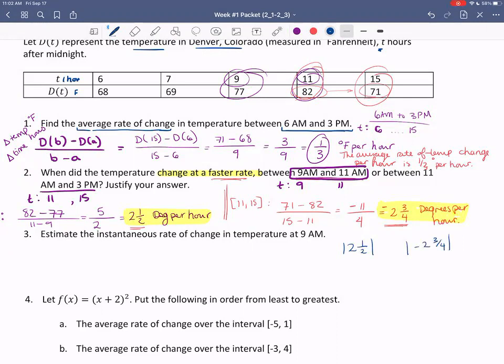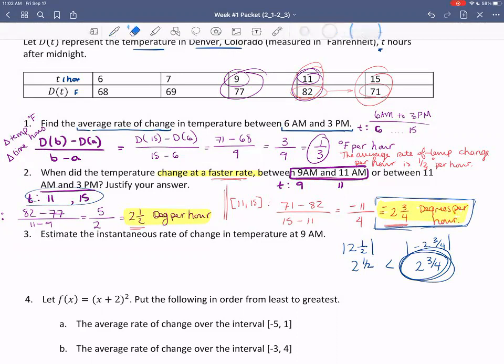And we see that the absolute value of this negative 2 3/4 is 2 3/4. Absolute value of 2.5 is 2.5. So the larger rate, or the faster amount of change of degrees, would be at the second interval from 11 a.m. to 3 p.m. And so we could write that faster on the interval from 11 a.m. to 3 p.m.